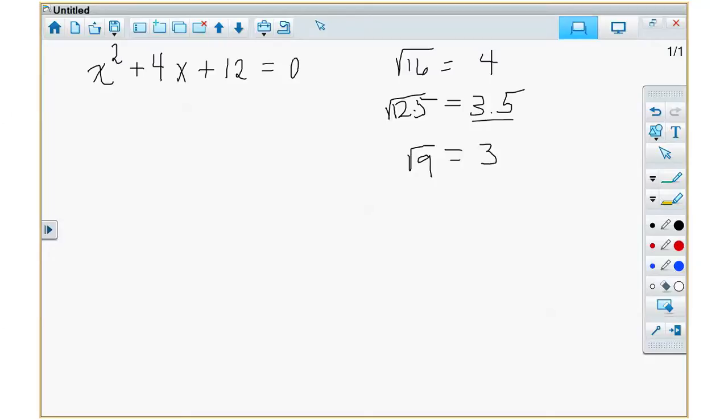x plus 2 quantity squared is equal to the square root of -1 times the square root of 8. Why did I do that? To get rid of the negative, so I'll make it an i because it makes it cleaner. x plus 2 quantity squared is equal to 2.9i.